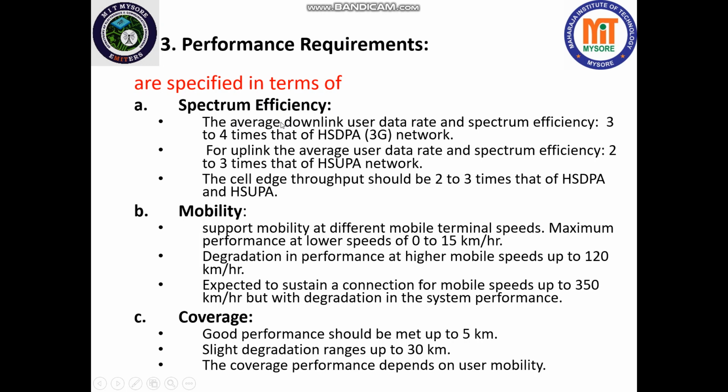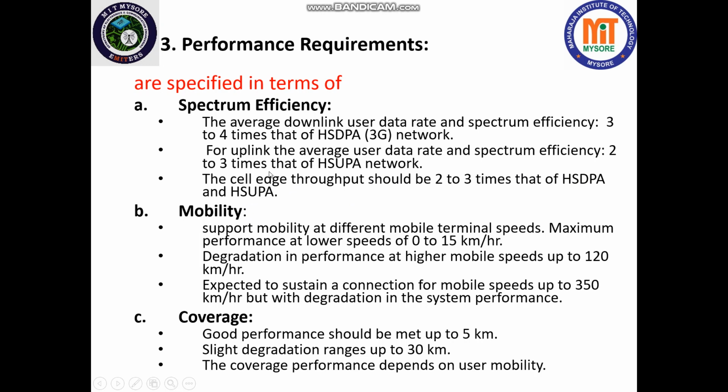The spectrum, how efficiently the spectrum can be utilized in LTE, is 3 to 4 times that of high-speed downlink packet access of the 3G network. As compared to the 3G network, it is 3 to 4 times higher in downlink, more efficient. For uplink, it is around 2 to 3 times that of the high-speed uplink packet access network. And the cell edge throughput should be 2 to 3 times that of high-speed downlink packet access and high-speed uplink packet access.